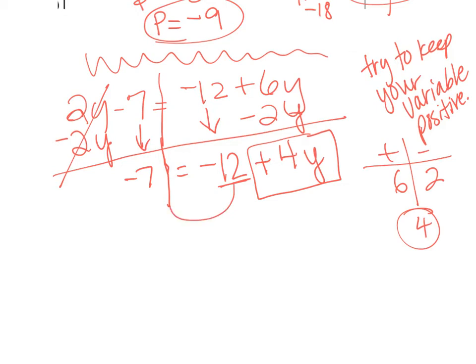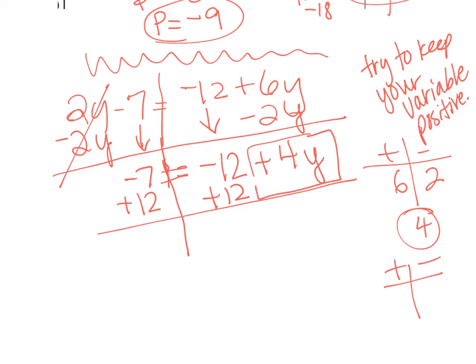So I need to move it this way. And so by doing that, I'm going to have to do the inverse operation, which is a positive. So I'm going to plus 12 here, and plus 12 here. So again, I'm going to do my t-chart, and I have 7 on the negative side and 12 on this side, so that's going to leave me with a +5. So 5 equals, I canceled that out, and then plus 4y.